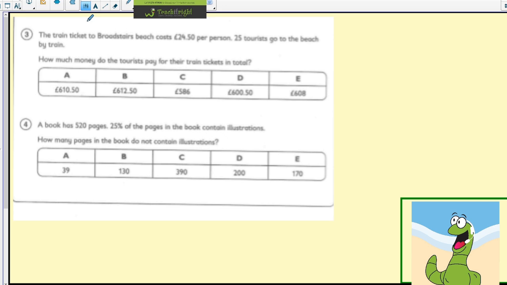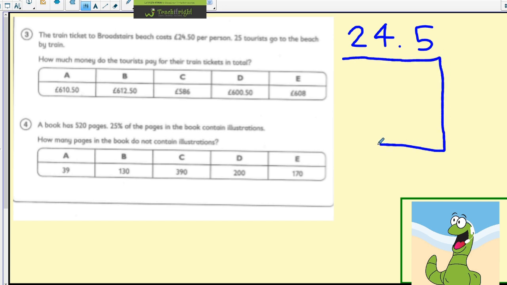A train ticket to Broadstairs Beach costs £24.50. 25 people go. How much money do they pay for their train ticket in total? So again, this is a multiplication. I've shown this before. People have all sorts of ways of doing these. This to me smacks of something I would do as what we call the lattice multiplication.